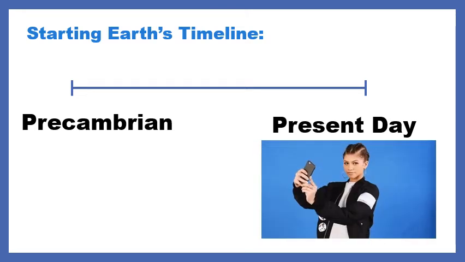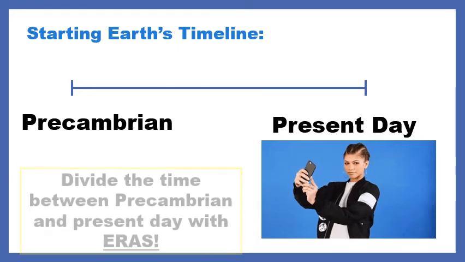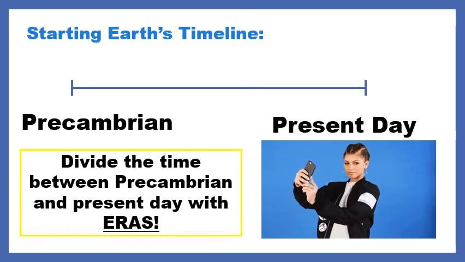But guys, that's a big, big chunk of time. So I need a way to divide this up because this timeline is just too big and I can't do anything with it. So what I'm going to do is divide the time between the Precambrian time and present day with something called eras, okay?